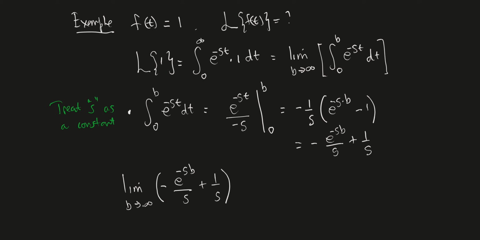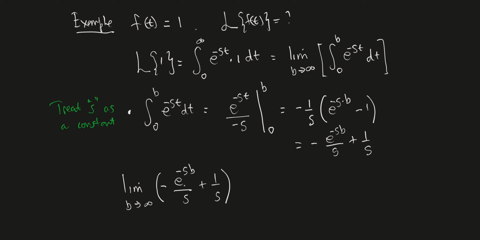Now, when we look at our limit, b is what's going to infinity, so s isn't changing per se. We're just asking what's going to happen to what's in the parentheses as b goes to infinity. The 1 over s is treated as a constant, so that stays the same. That's going to be there.